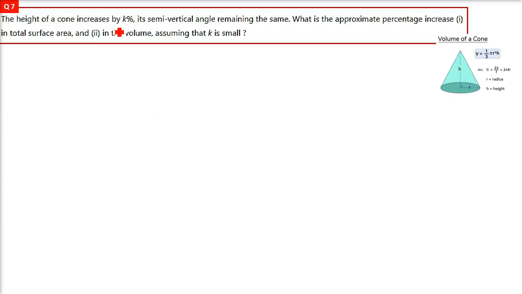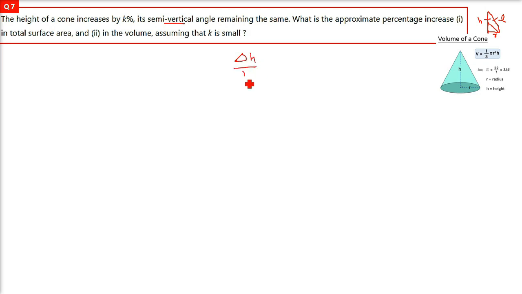The height of a cone increased by k%, its semi-vertical angle remaining the same. So when the semi-vertical angle remains the same, there are things which we have to understand here. This is a triangle, and the angle which I'm talking about is this one. You have height, slant height, and the radius. So when the angle remains the same, the ratio in which the height, radius and slant height will increase or decrease will be equal.